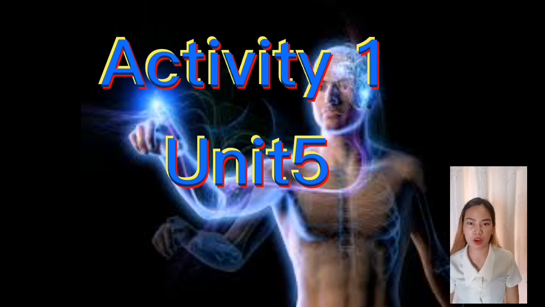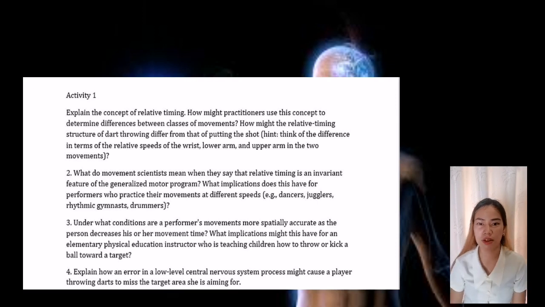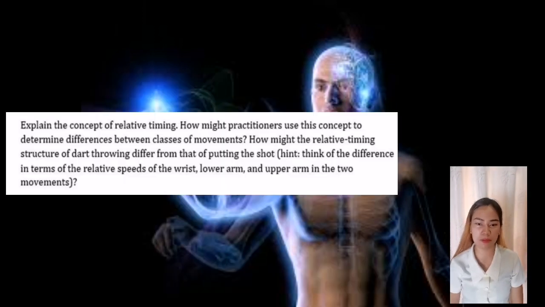In this video, I'm going to answer the following questions. First, explain the concept of relative timing. How might practitioners use this concept to determine differences between classes of movements? And how might the relative timing structure of dart throwing differ from that of putting the shot? Think of the difference in terms of the relative speeds of the wrist, lower arm, and upper arm in the two movements.